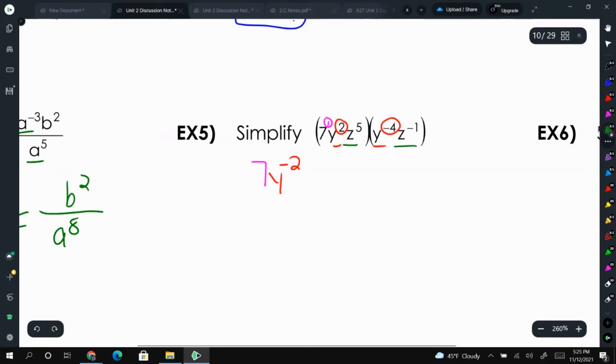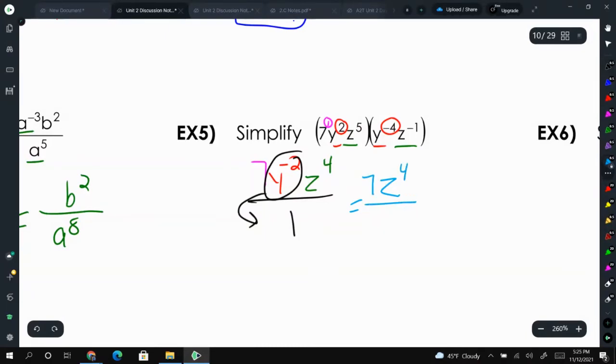And z to the 5th times z to the negative 1. I'm going to add the exponents to get a positive 4. So I have this that I need to move to the denominator. I'm not going to move anything else. The 7 is going to stay, and the z to the 4th is going to stay. Y squared. This is my simplified answer.